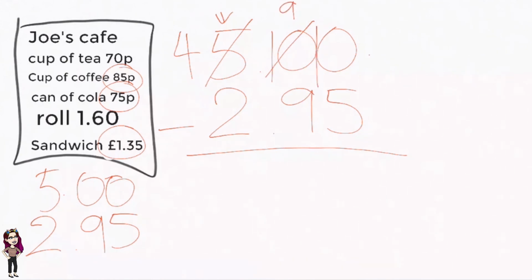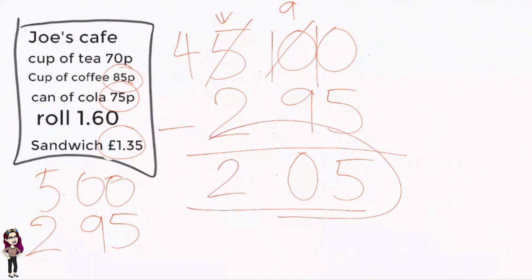So now we know that we can take 5 from 10, which gives us 5. We can take 9 from 9, which gives us 0. And we can take 2 from 4, which gives us 2. So we now know that her change is £2.05.